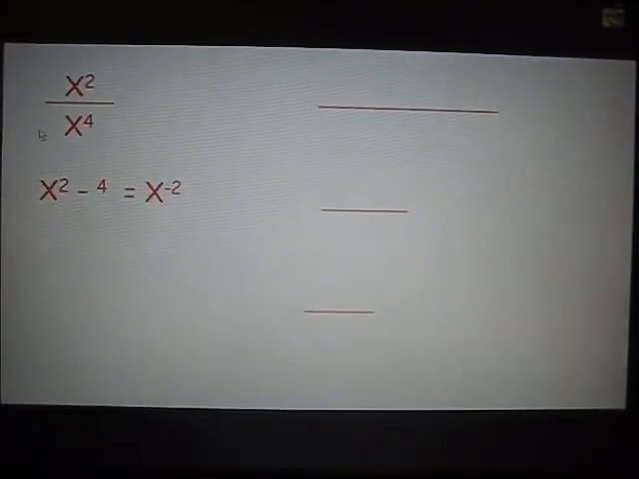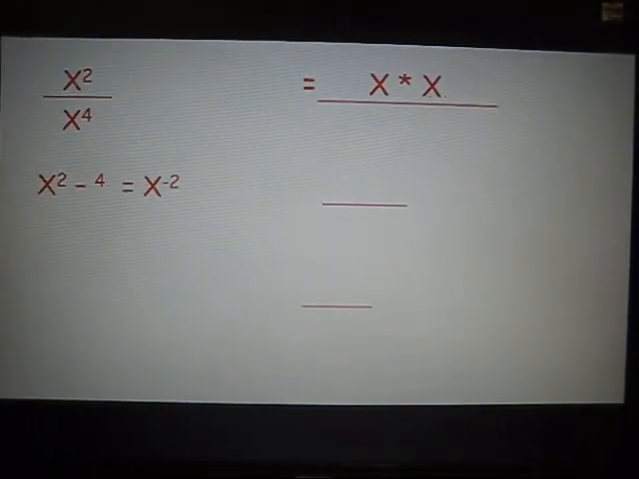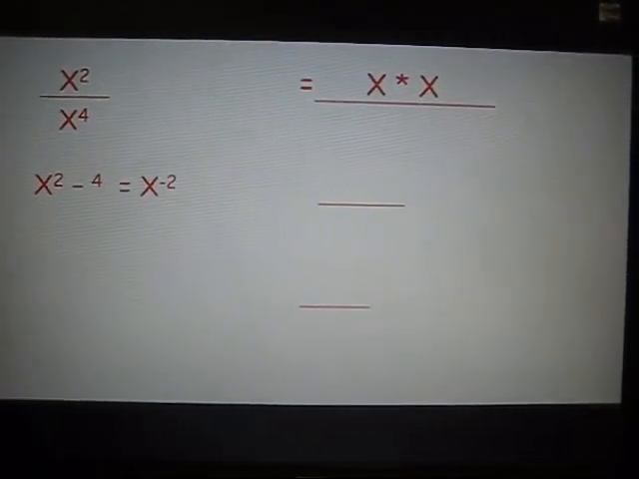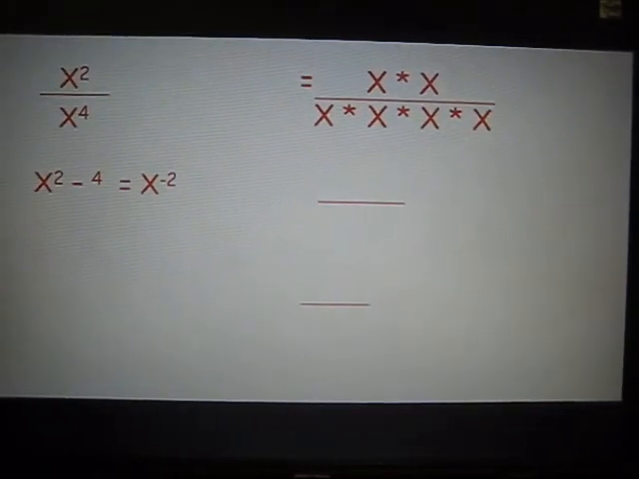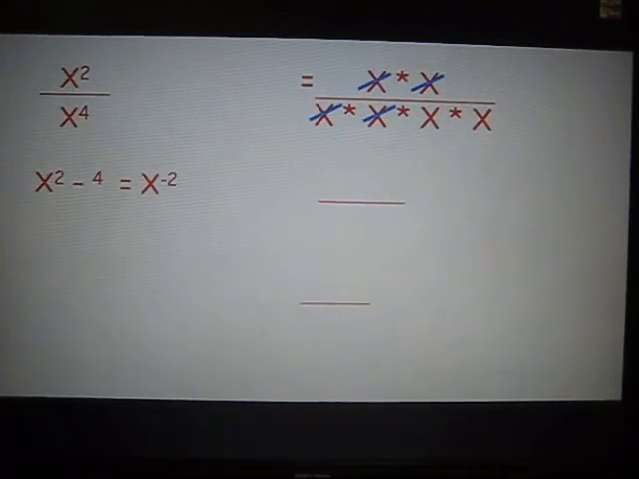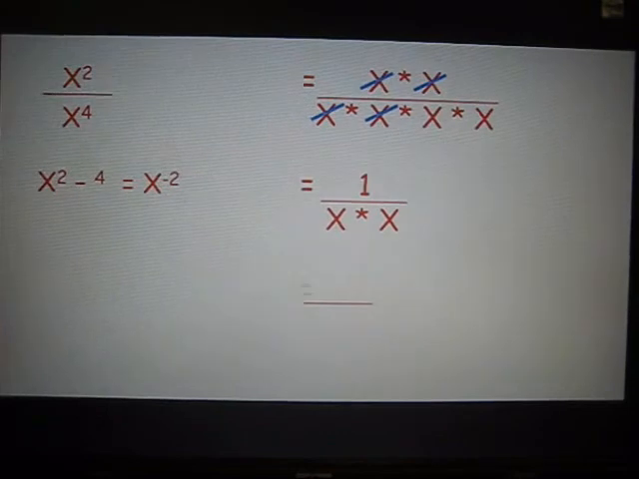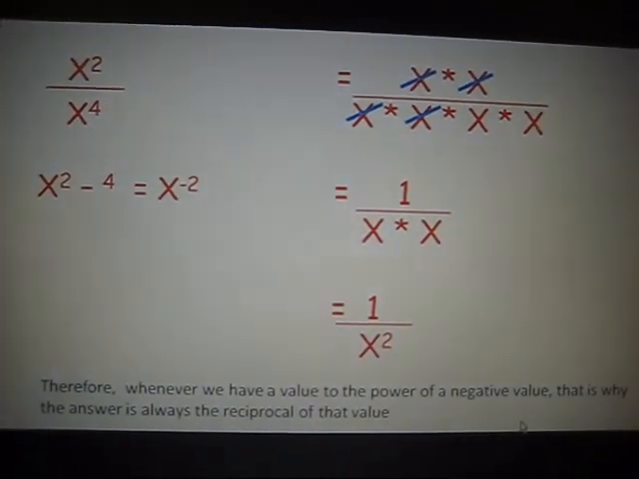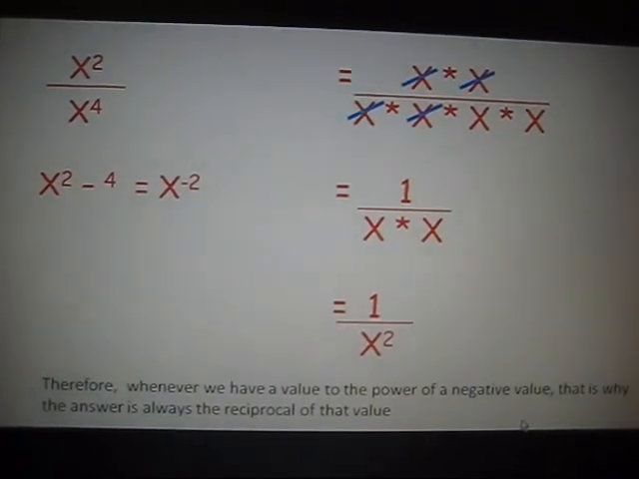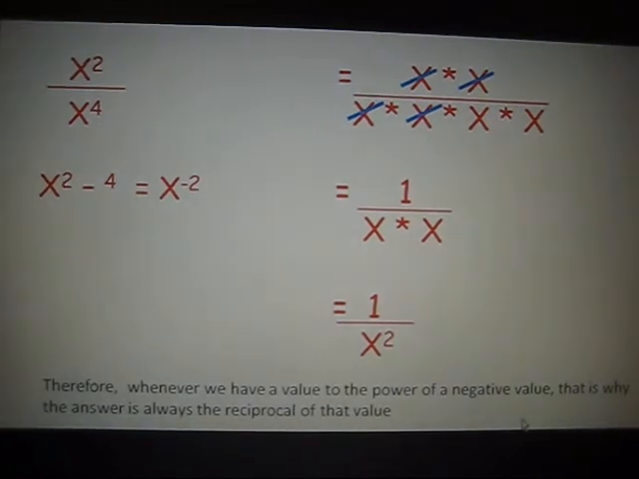which gives you 2 minus 4 gives you negative 2, which will give you x to the power of negative 2. But what does this all mean? So we have here x times x divided by x times x times x times x. When we cross out the x's, that leaves us with 1 divided by x to the exponent 2. In other words, whenever we have a value to the power of a negative value, that is why the answer is always a reciprocal of that value.